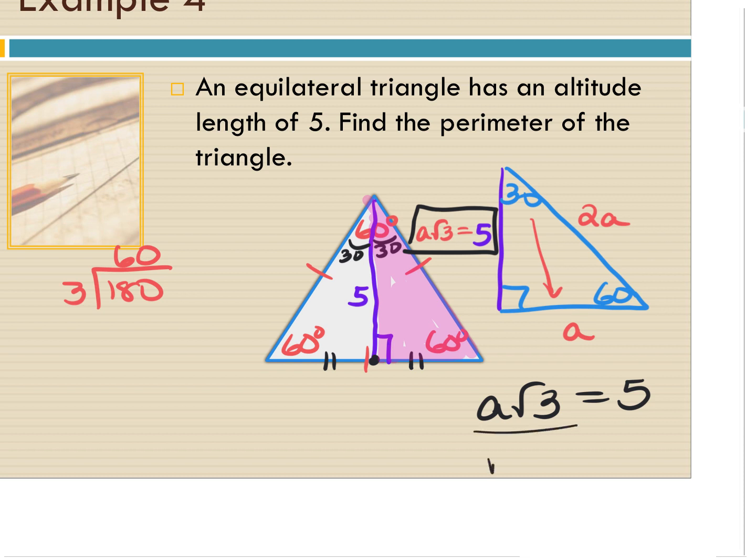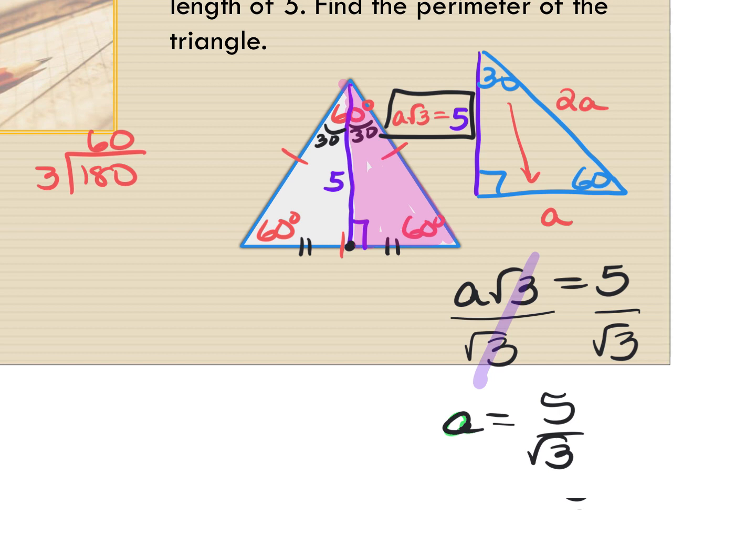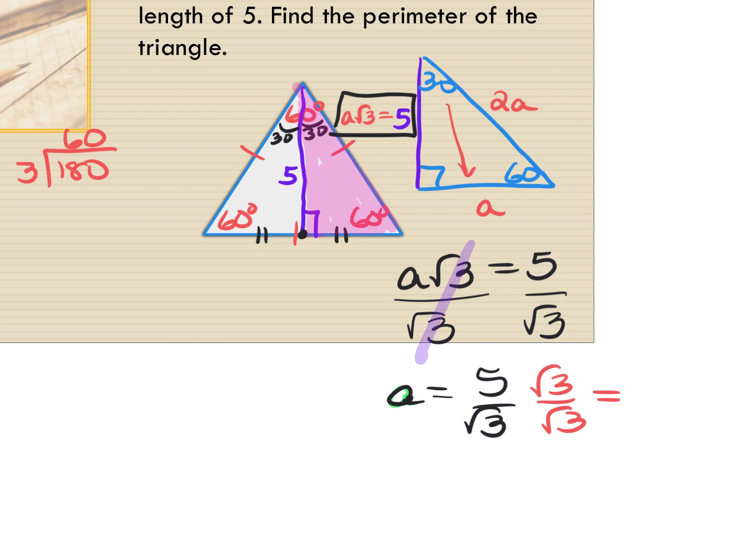So I divide both sides by square root 3. It cancels the square root of 3. And now I'm left with A is equal to 5 over the square root of 3. Again, I cannot leave that square root of 3 in the bottom. I need to make it a perfect square by rationalizing, and this gives me 5 square root 3 over 3 is my value of A.